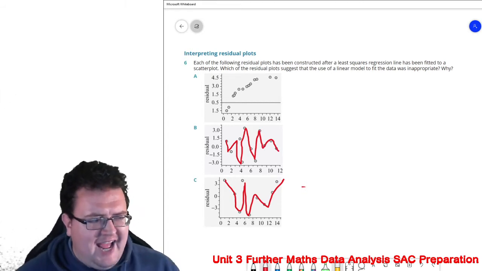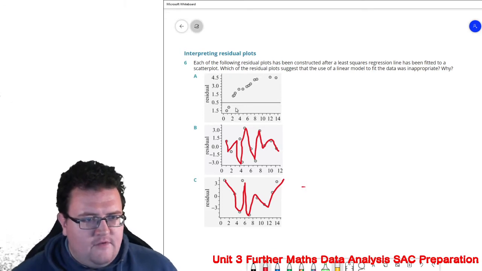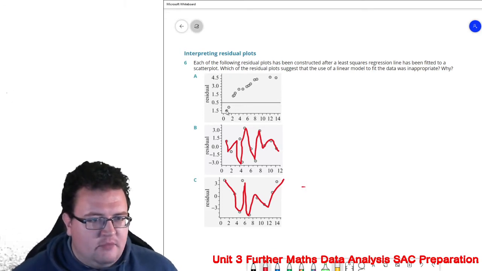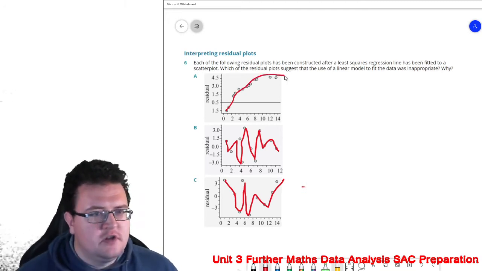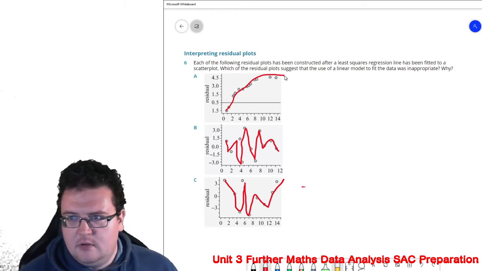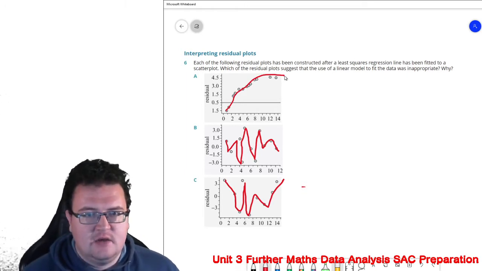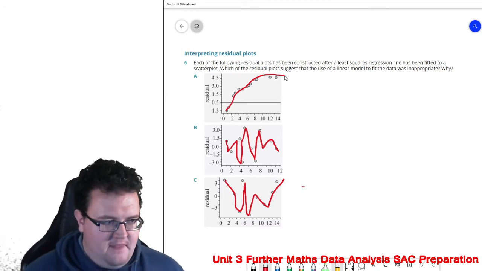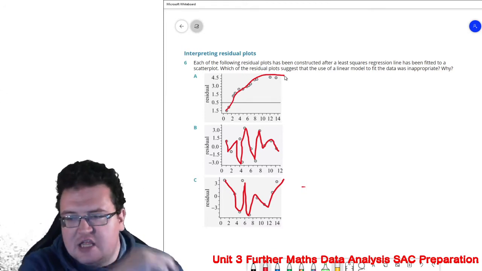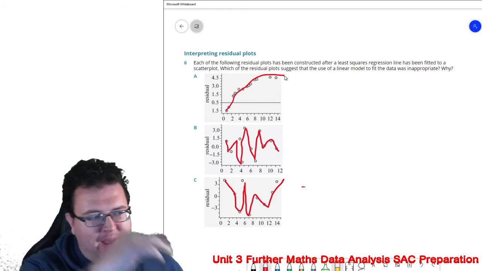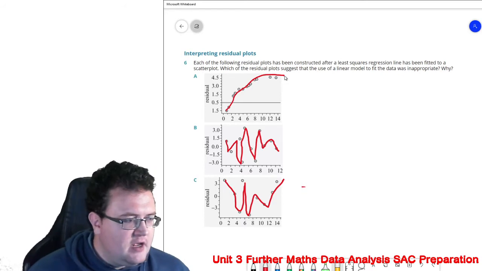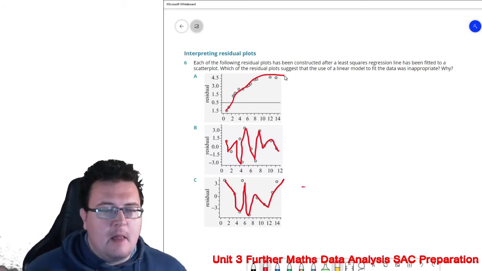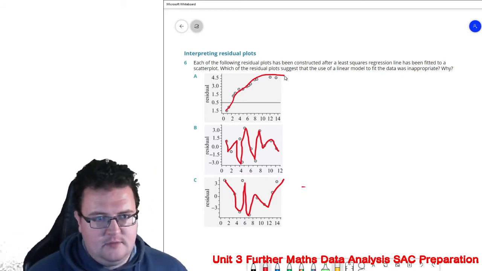But if I look at plot A and I just link them together, it's a nice smooth line. And that tells me that there's a pattern there. If I can link them all up and it makes a shape or something nice and smooth, relatively speaking, then that tells me that there's a pattern going on there.